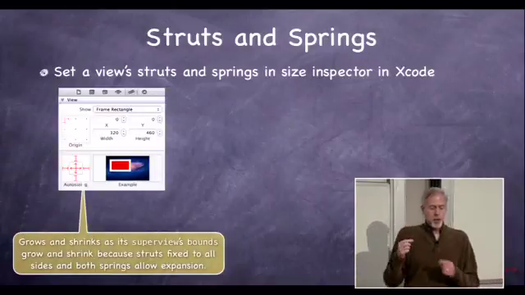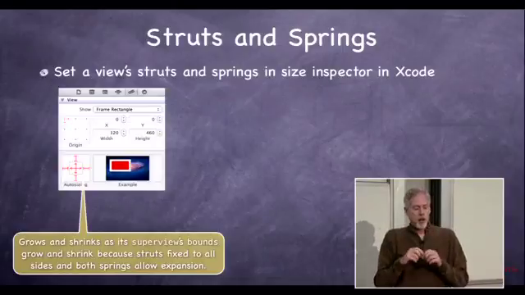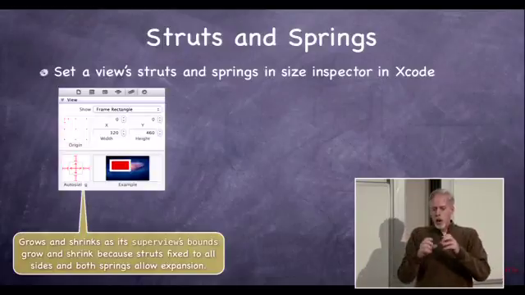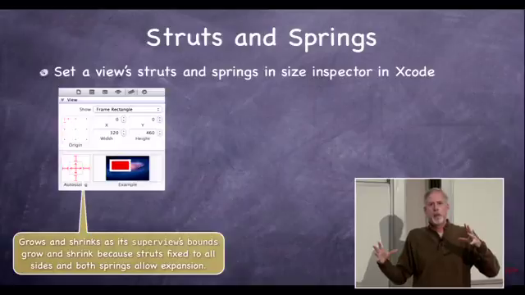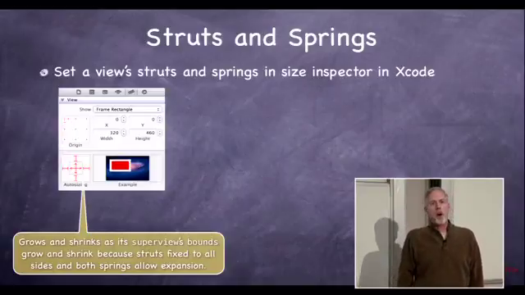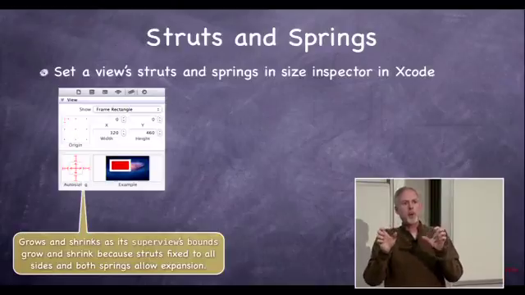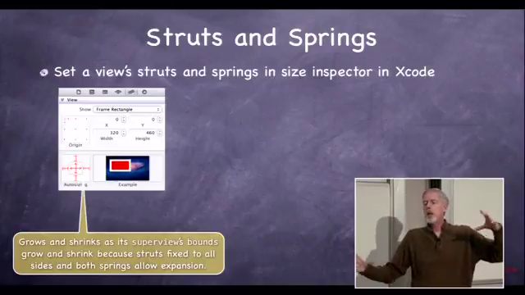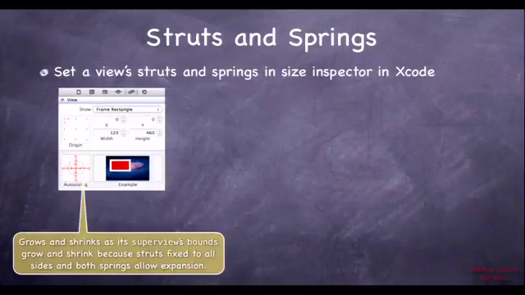In this one, the springs are in both directions in the middle. There's only two springs, vertical and horizontal. They're both on. So when the super view changes size, our view that's being inspected here will also change size in both directions. All four struts are also on. That means it's going to keep the same distance to the edges of its super view. So in other words, as the super view gets bigger and smaller, our view is going to get bigger and smaller. Understand this setting?